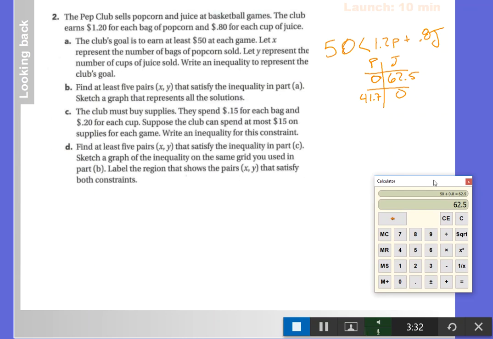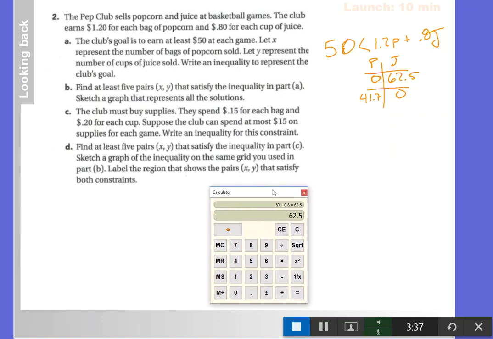Finally, sketch the graph for all the solutions. All right. So I'm going to make a quick sketch of a graph. You have graph paper hopefully at home. So, all right. So go 0, 10, 20, 30, 40, 50, 60.